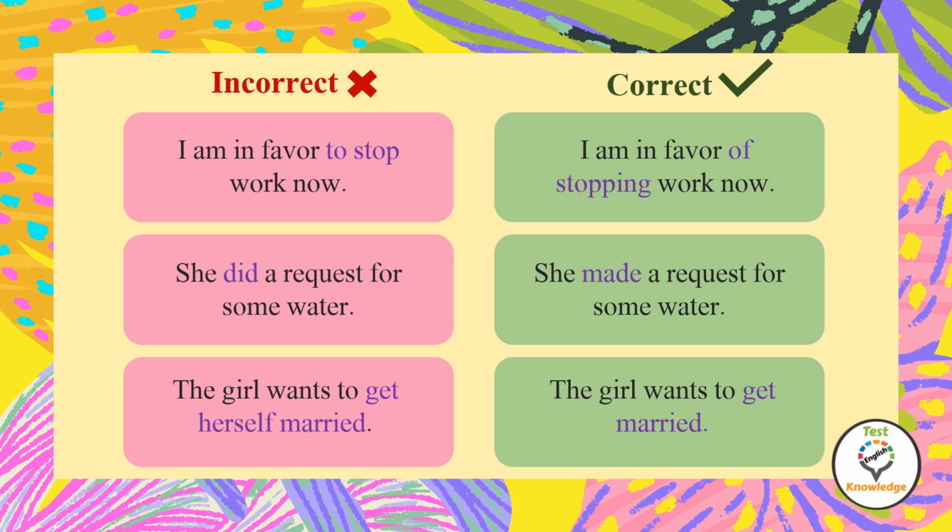The girl wants to get herself married. The girl wants to get married. To get married is a verb that doesn't need an object. So the girl simply wants to get married.